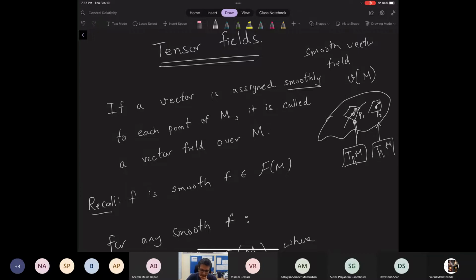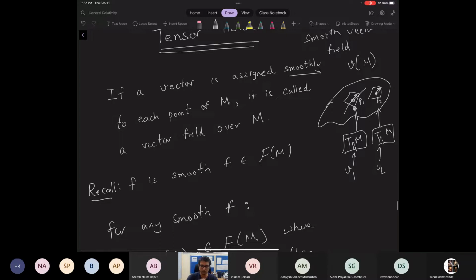However, from each of these vector spaces, I am now going to pick a vector. I'm going to pick a vector V1, which I'll associate with the point P1, and a vector V2, which I'll associate with the point P2. Similarly, I'm going to do this over the entire manifold. So this is called picking a vector field. This is similar to electromagnetism, when you pick the electric field at all points in space. You're picking a vector field. Strictly speaking, the electric field at one point is in a different vector space than the electric fields at other points in space.